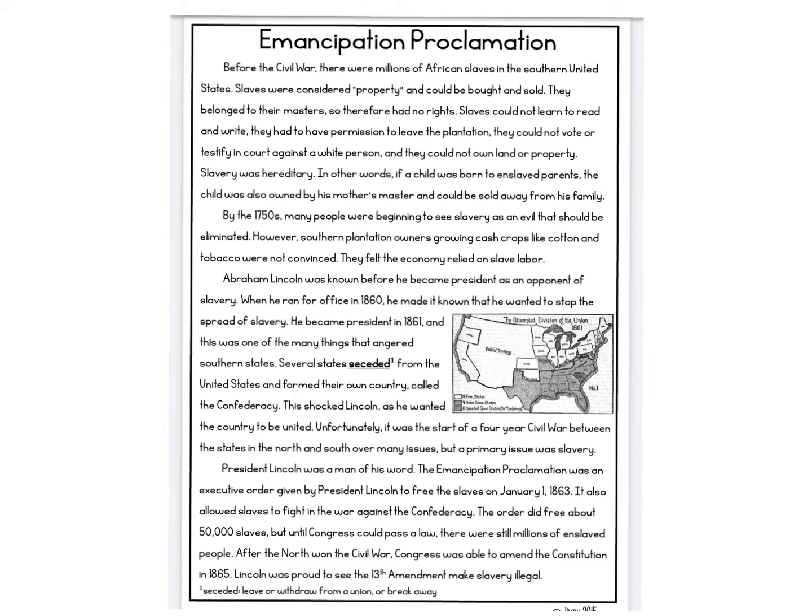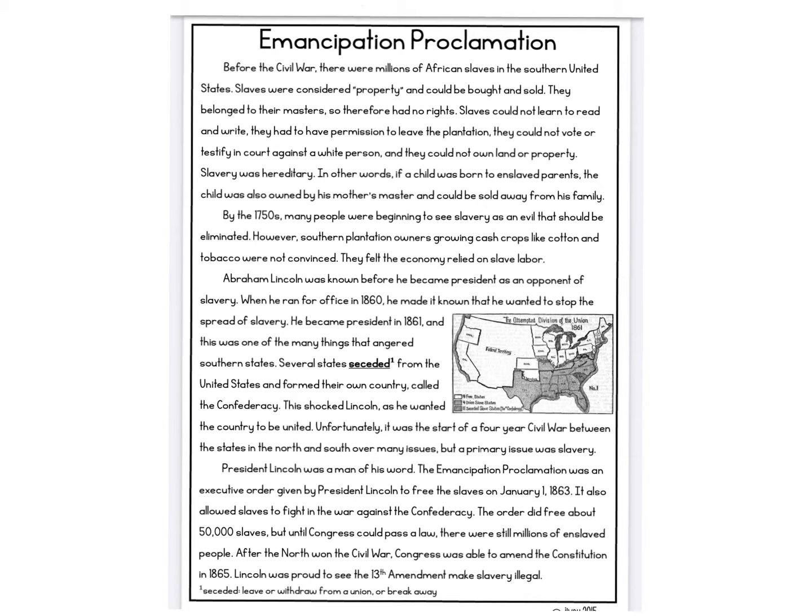By the 1750s, many people were beginning to see slavery as an evil that should be eliminated. However, the southern plantation owners growing cash crops like cotton and tobacco were not convinced. They felt the economy relied on slave labor.